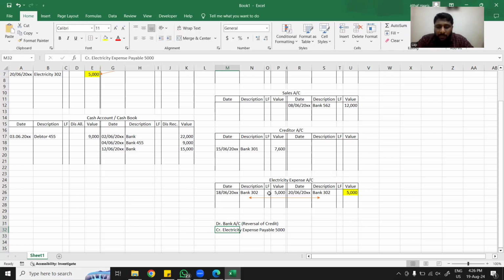If you put it like this, the electricity 5,000 and 5,000 cut off. You will cut 5,000 to 5,000, electricity account 0. That means no electricity expense. Here debit 5,000, here credit 5,000, 0. That means no electricity expense.